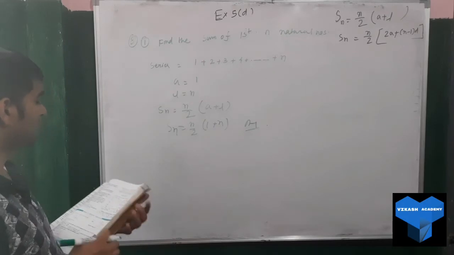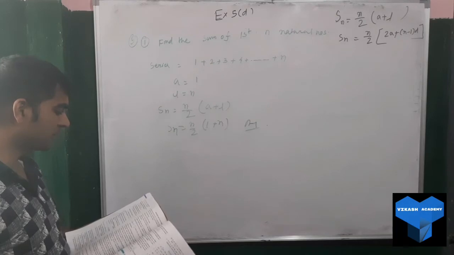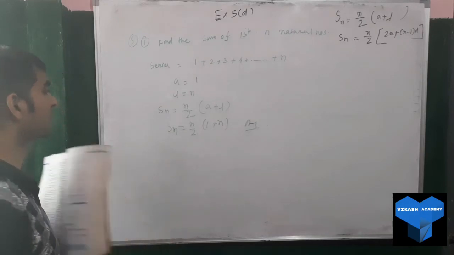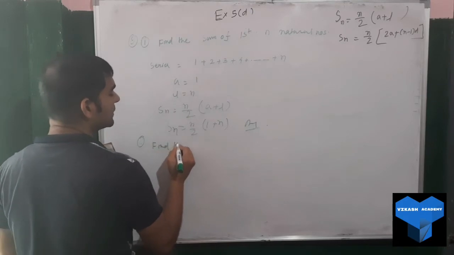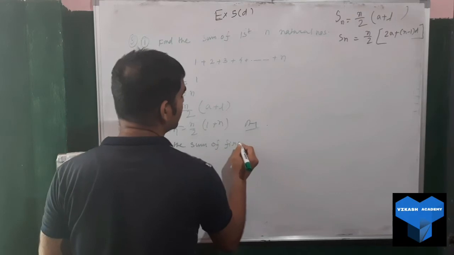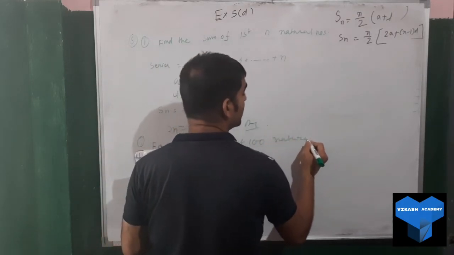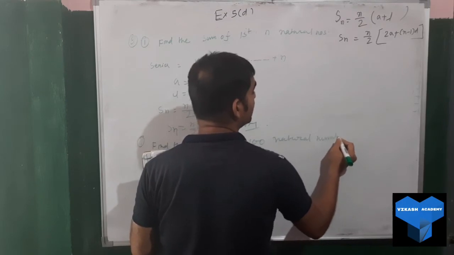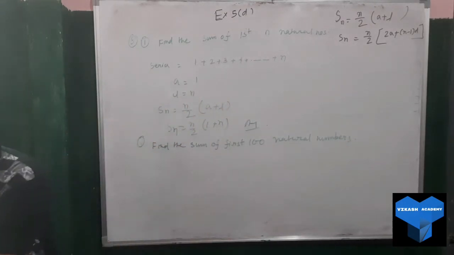Next question will be what? The next question is given here. Find the sum of the first 100 natural numbers. Question number 2. Find the sum of the first 100 natural numbers. So the series will change. You have to be careful, okay? 100 natural numbers, and see how we are getting the answer.